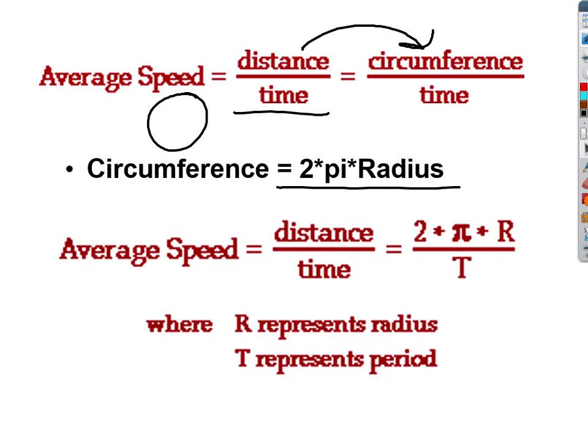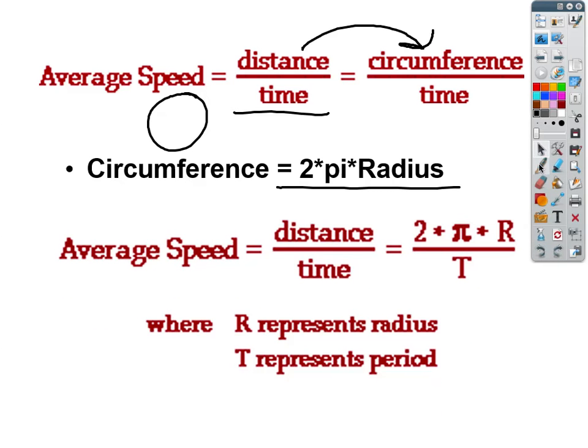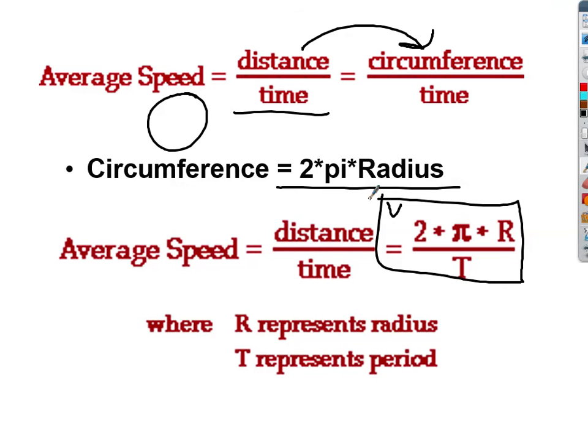And so that leads us to the formula. This formula at the end here, this is velocity. Velocity equals 2 pi r over the period. 2 pi r over the period.